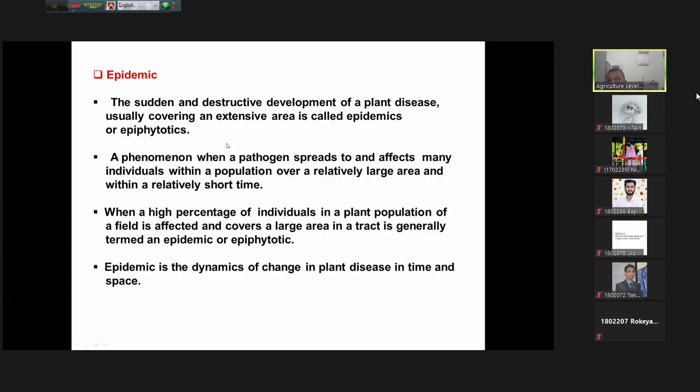Or you can say dynamics of change in plant disease. Plant disease এর একটা পরিবর্তন, গতিশীল পরিবর্তন, we say dynamic of change in time and space. খুব শর্ট সময়ে লার্জ এরিয়া যখন কভার করবে সেটাকে আমরা এপিডেমিক বলবো। এজন্য অনেকগুলি ডেফিনেশন আছে, you can pick up any one of them. The sudden and destructive development of a disease covering a large area within a very short time is called epidemic. Okay. You can say a phenomenon when a pathogen is spread to and affect many individuals within a population. It may be rice, wheat, so on I mentioned, relatively within a short time covering a large area. We called epidemic. আমাদের চলতেছে বর্তমান pandemic, corona pandemic.